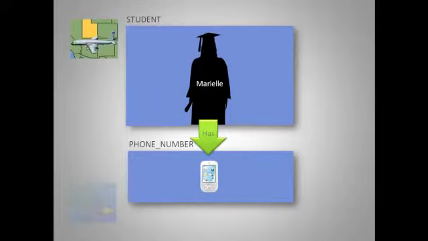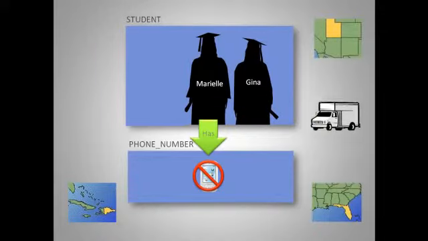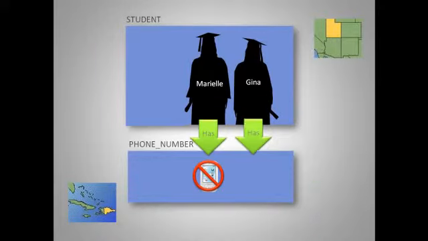Student A graduates from a university, moves out of the country, and cancels her phone service. A year later, student B moves from out of state to that same university. When she signs up for a new phone service, she is assigned the same phone number that student A had canceled. Now there are two different students with the same phone number.